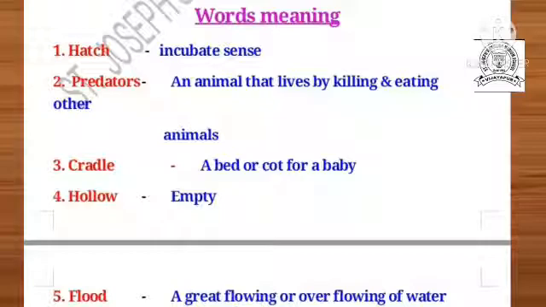Now the fifth one is flood. Flood means what? A great flowing or overflow of water. In the rainy season, have you heard? In Kerala, in some Maharashtra regions, there are floods.